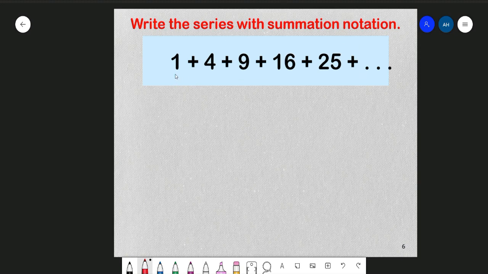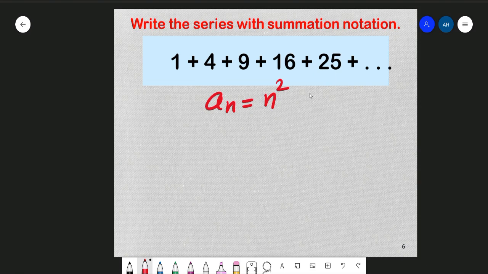That is, we have 1, 4, and then we have 9, 16, 25. I hope you recognize these numbers. They are very special numbers, and we call them perfect squares. Therefore, in this case, we have a_n equal to n squared. When n equals 1, you have 1. When n equals 2, 2 squared is equal to 4, and so on. 25, you get it because n equals 5, 5 squared is equal to 25.